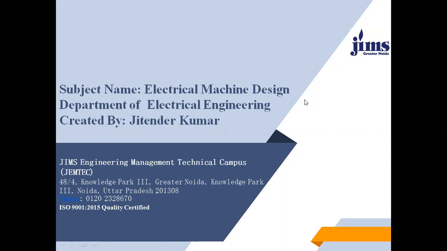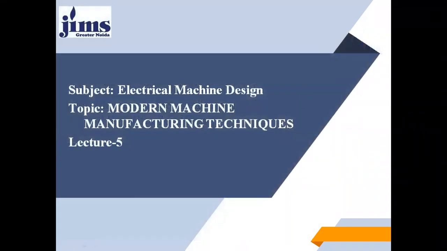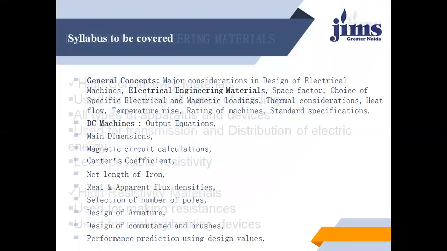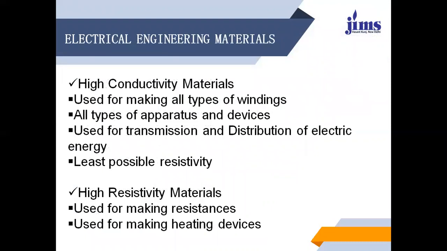In continuation of the previous lecture, now we are discussing modern machine manufacturing techniques. Under this, we have already discussed all the general concepts and major considerations in the design of electrical machines. Now we are discussing electrical engineering materials, and the properties of the material which are most important in the manufacturing of the machine. The first type of material is the high conductivity material.